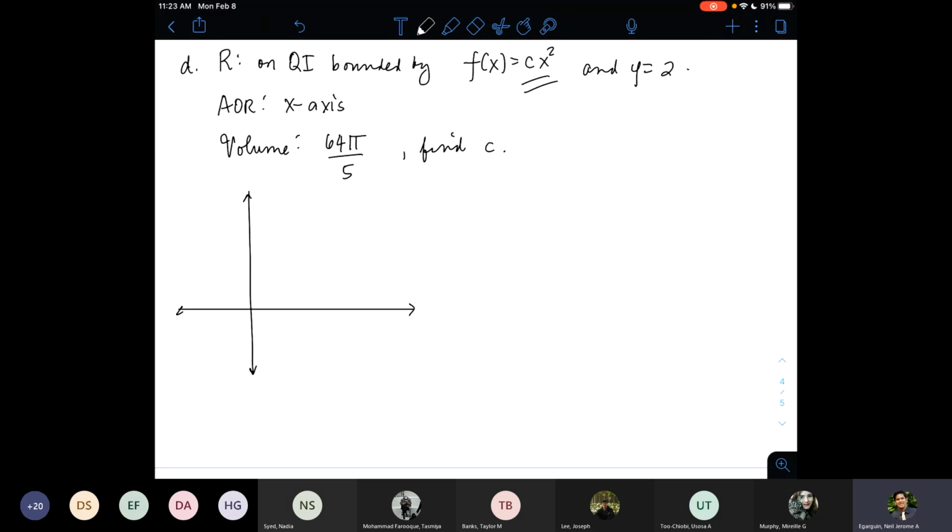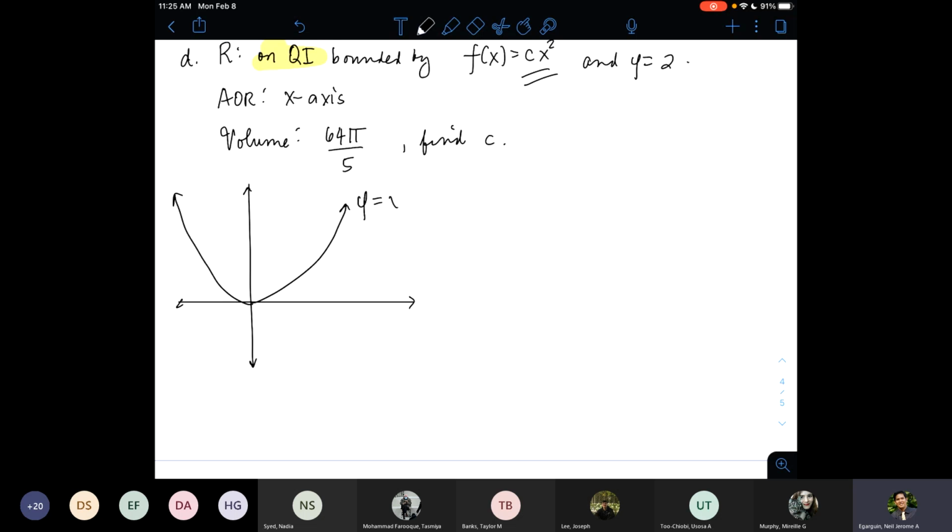Okay, there you go. So I'm thinking whether the parabola defined by the function f is opening up or down, because I don't know the value of C. But there's a clue in the problem that says the region R is on the first quadrant. So it's impossible for f to be a parabola opening downward, because then there's no region on the first quadrant that could be bounded. So the parabola should look like this.